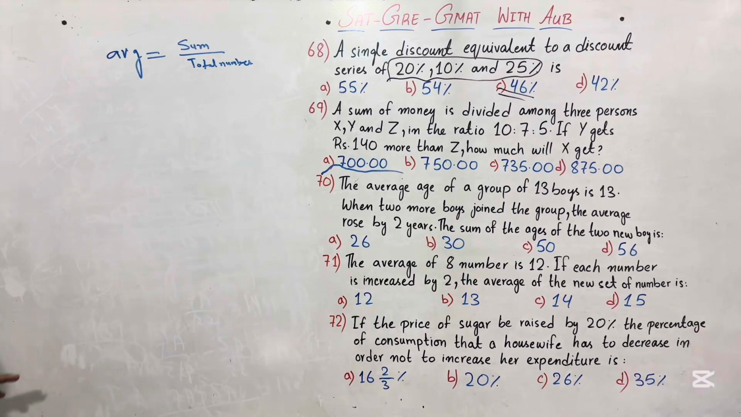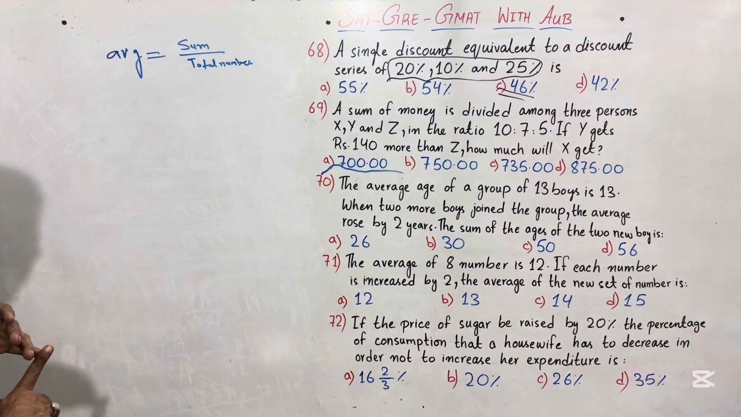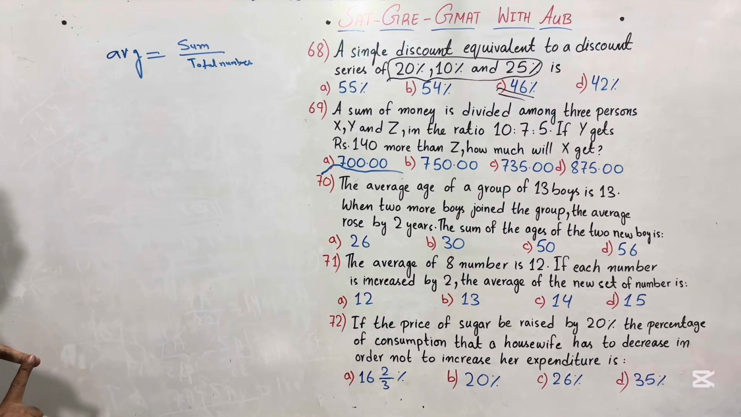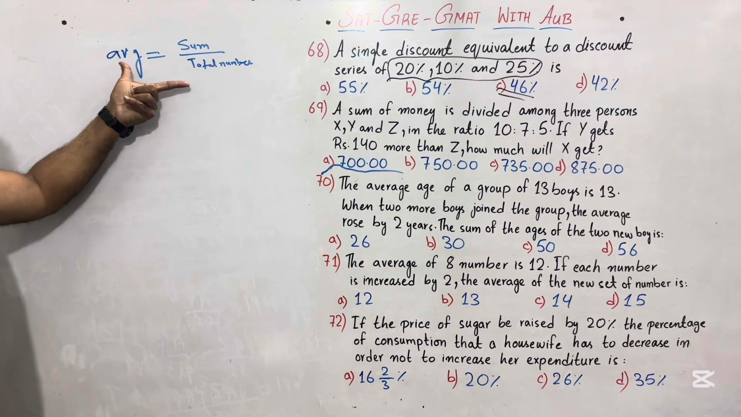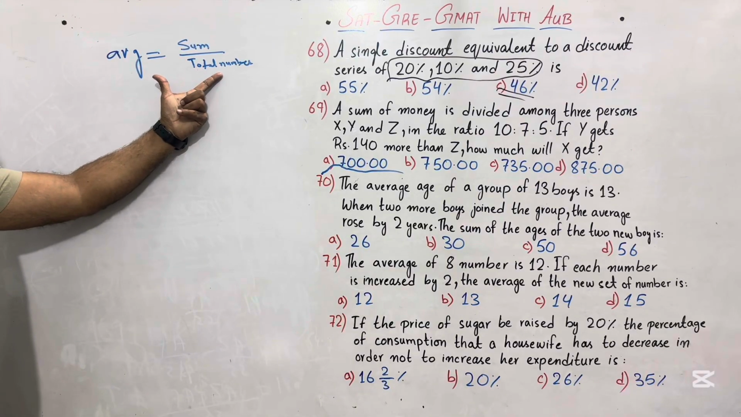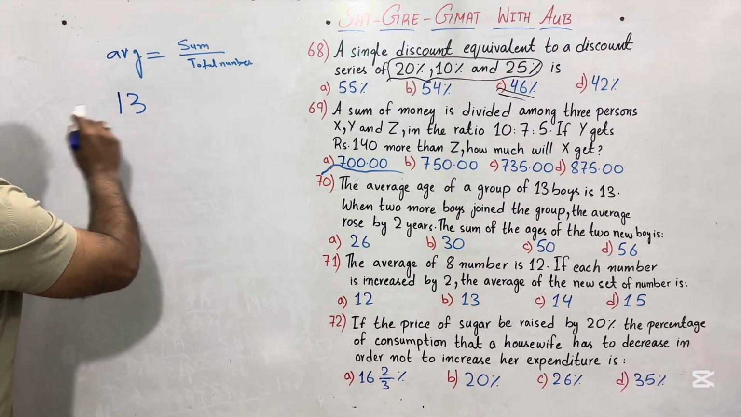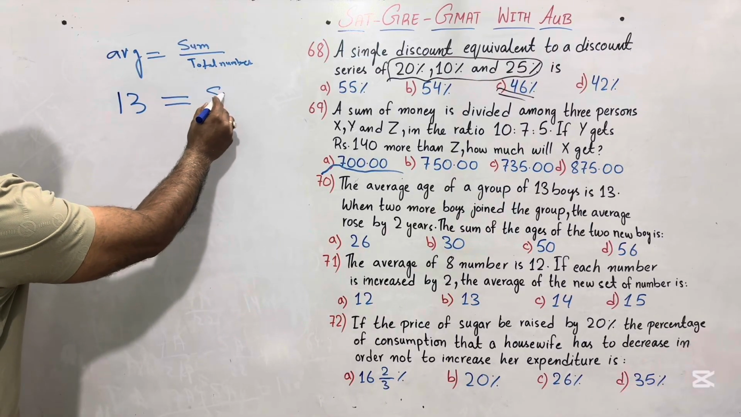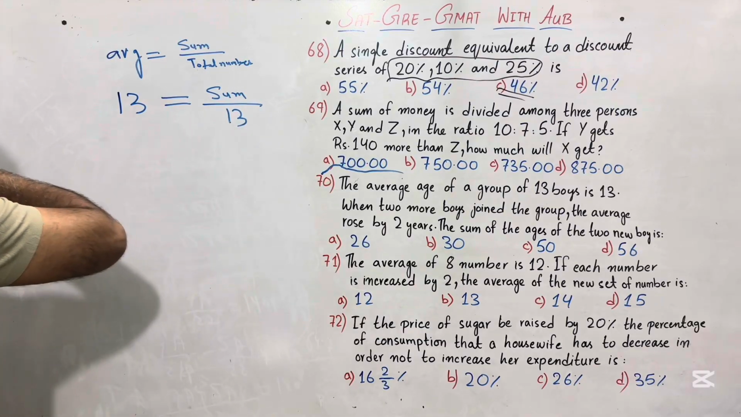Here we have given 13 boys, and the average of their age is 30. There are 13 boys as well as their average is 30. So we have these two values. Average age of the 13 boys is 30, sum divided by total number is also 30.